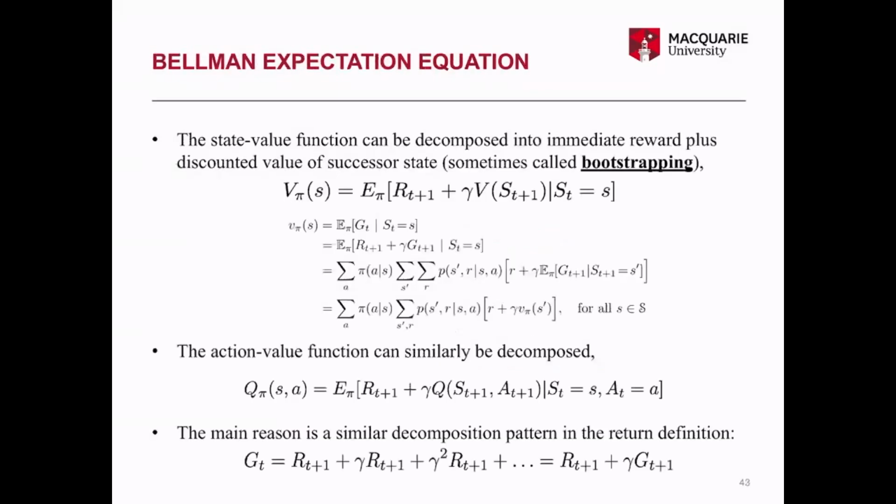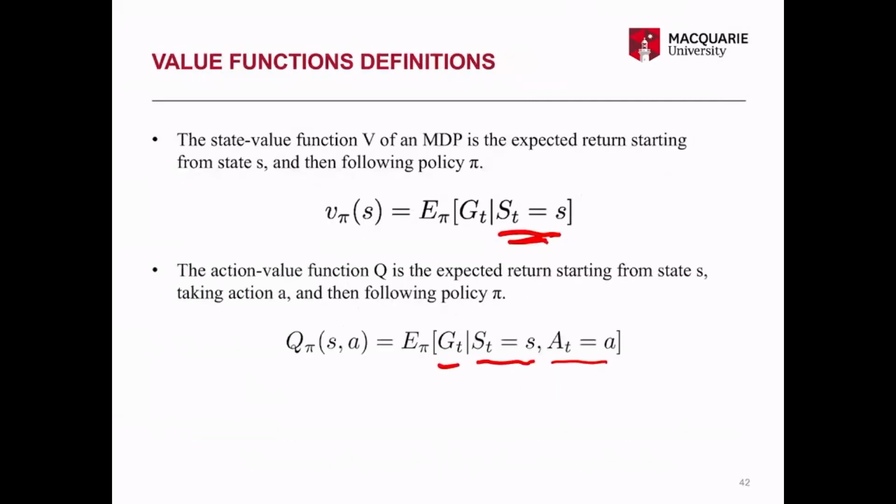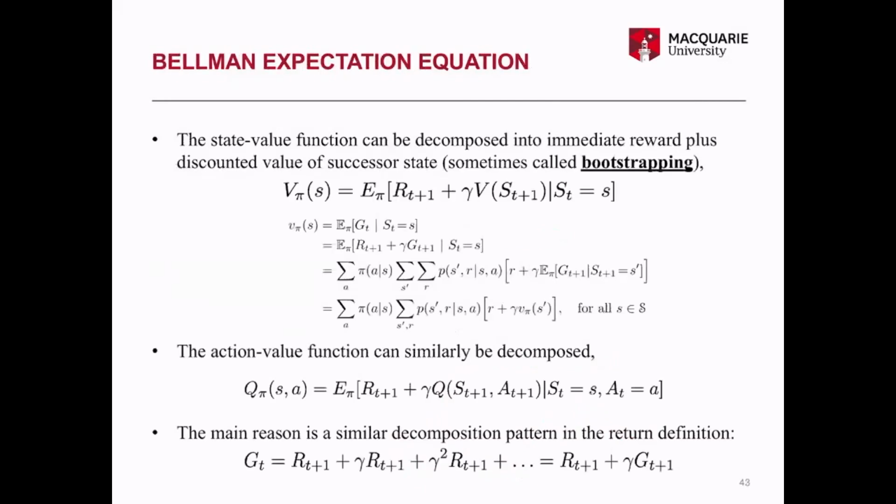So these are some math about how you can basically turn this thing. This G itself, you remember that we said that G of T can be recursively written as R sub T plus 1 plus gamma G T plus 1, right? And these are all used to derive better, more recursive definitions of value functions. And this thing is called bootstrapping, and we use that in SARSA and Q-learning algorithms.